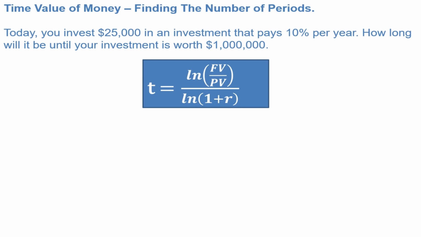This is a very helpful formula when solving questions like this, where they give you the future value, the present value, and the interest rate. So to find the number of periods, or in other words, how long it will be until our investment is worth $1 million when we invest $25,000 in the investment that pays 10% per year, we can use this equation.